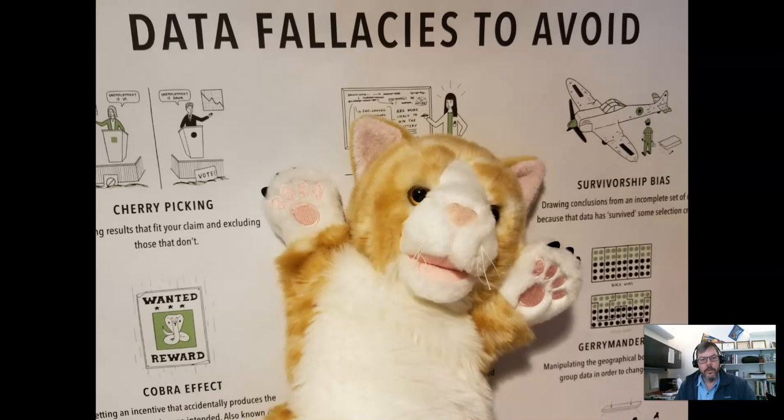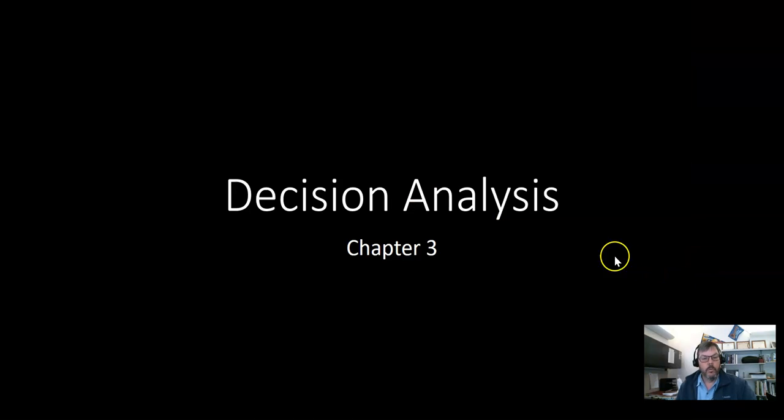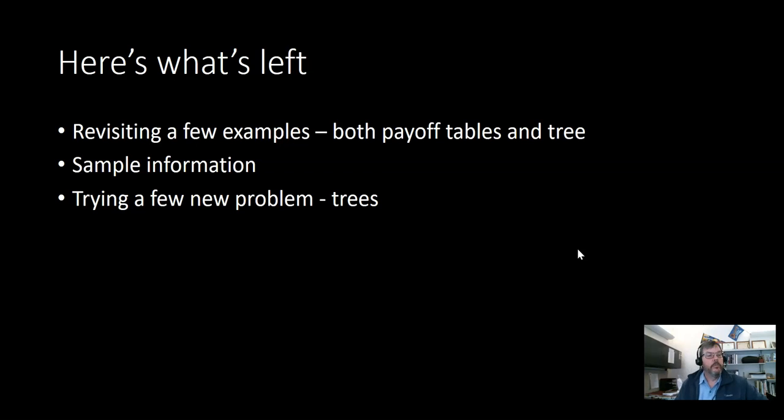We got to cover what we're hitting today. So Chapter 3, what's left? Well, we're going to revisit some examples just for review. The payoff tables and the trees, perhaps. We'll look at the payoff tables first. We're going to talk about value of sample information. We did talk about perfect information, didn't talk about sample yet, and that's going to be pretty short. And then we're going to run through just a few new problems, mostly in trees, just to let you get some practice making trees. So let's first go look at the payoff tables for these other problems.